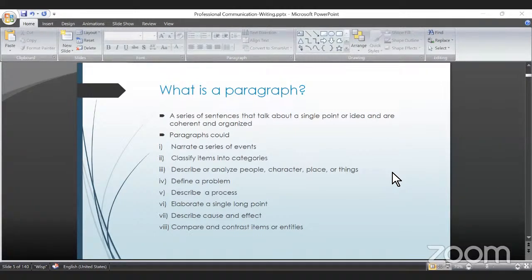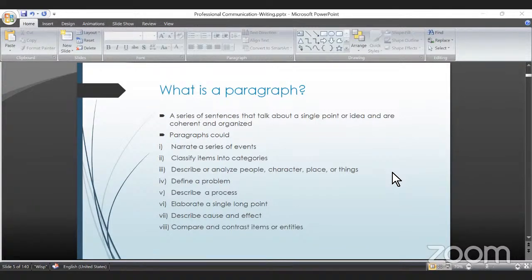So 3 things. It should talk about a single point or idea. It has to be coherent, which means there should be well-established connection between the sentences. And it must be organized in such a fashion that it conveys what it wants. If all these 3 points are checked within these collection of sentences, then that one becomes a paragraph, right? Any random collection of sentences cannot become a paragraph, right?